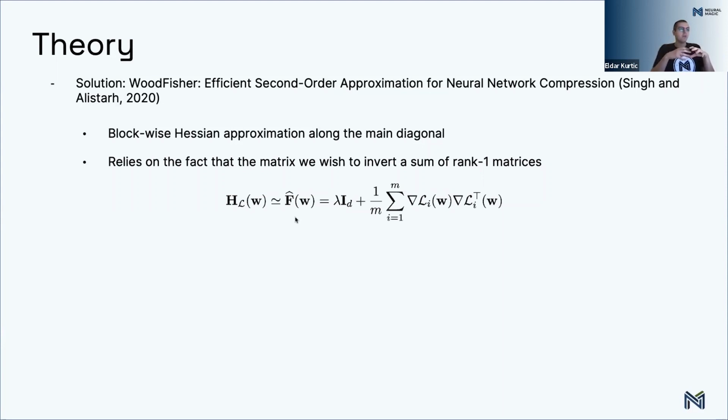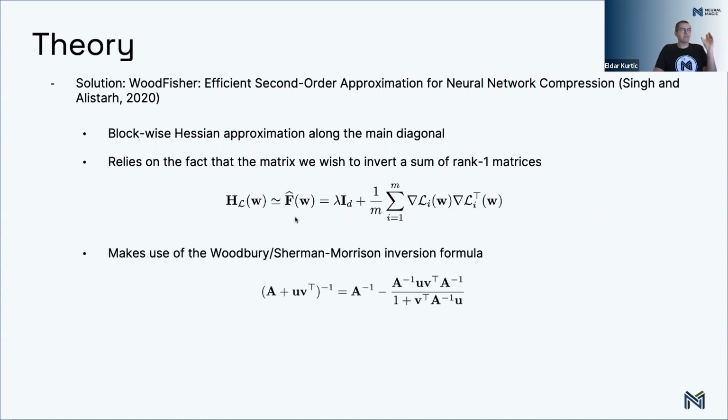So now that we have a way to actually store and operate with this Fisher matrix, we also need a way to invert it, because all the equations on our previous slide were dependent on the inverse of the Fisher matrix. A nice trick that we can apply here is relying on the fact that the matrix we want to invert is a sum of rank 1 matrices, given by this empirical Fisher approximation. In this case, we can make use of the Woodbury-Sherman-Morrison trick, which gives us an exact way to compute the inverse of a matrix A plus a rank 1 update given by this outer product of two vectors.